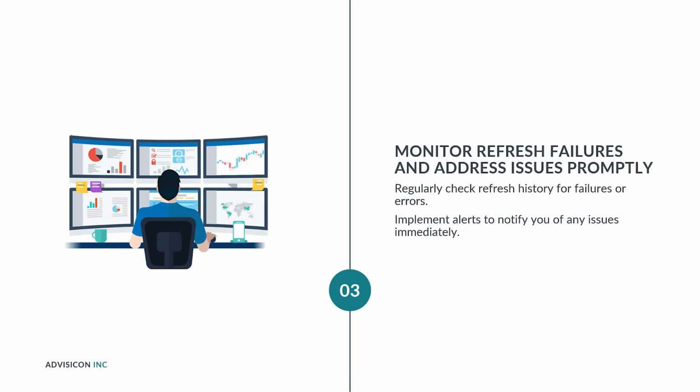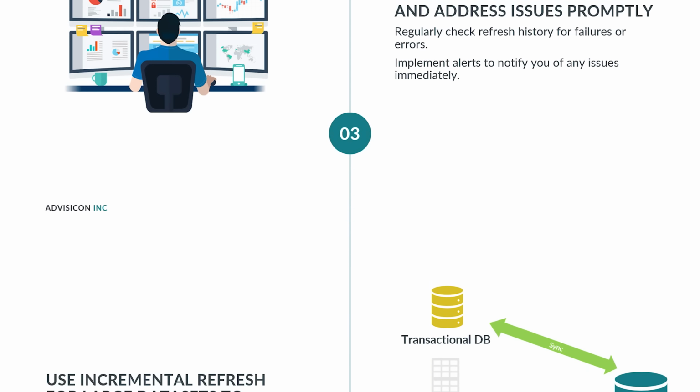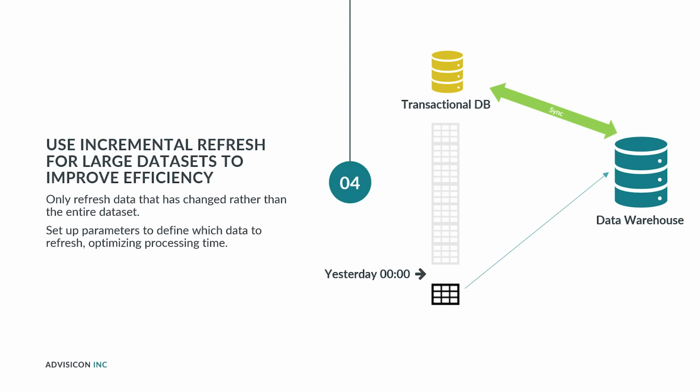Monitoring is crucial. Regularly check your refresh history for any failures or errors, and implement alerts to notify you immediately of any issues so you can address them promptly. Finally, for large datasets, consider using incremental refresh. This method allows you to refresh only the data that has changed rather than the entire dataset, which significantly improves efficiency. Setting up parameters will help you define exactly which data to refresh, optimizing your processing time and resources.